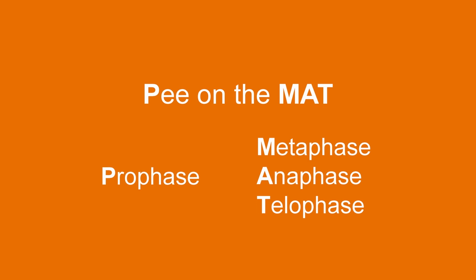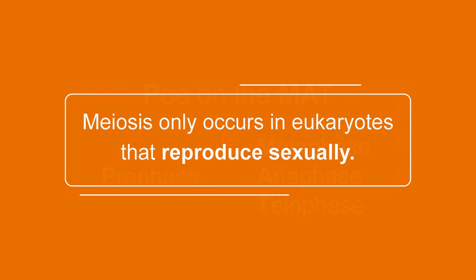If you are having trouble remembering the order of the 4 phases, P on the MAT, or P on the mat, is a mnemonic device to remember the stages of prophase, metaphase, anaphase, and telophase. Also, remember that while mitosis occurs in all eukaryotes, meiosis only occurs in eukaryotes that reproduce sexually because they need to produce egg and sperm cells.